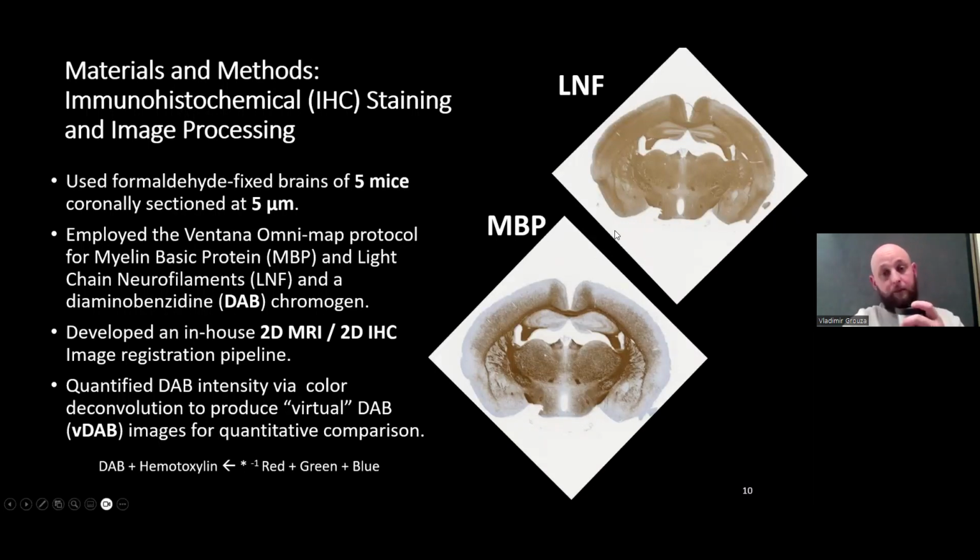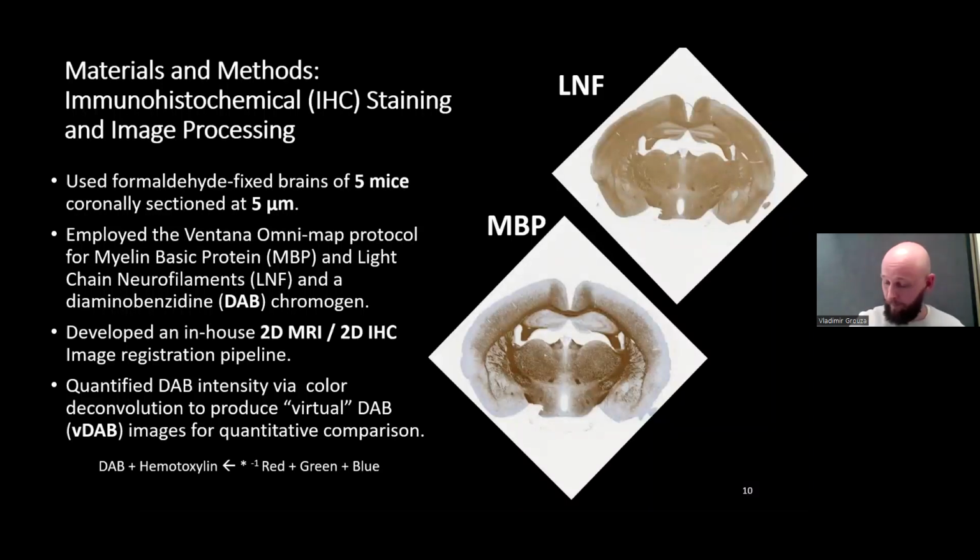And we got a whole bunch of these coronal sections, level matched them, and then we used a color deconvolution algorithm to just pull the intensity of the brown stain. So for those of you that are unfamiliar with this type of chromogen, this is DAB, diaminobenzidine, and the idea behind immunohistochemistry is that you have an antigen, in this case, myelin basic protein.